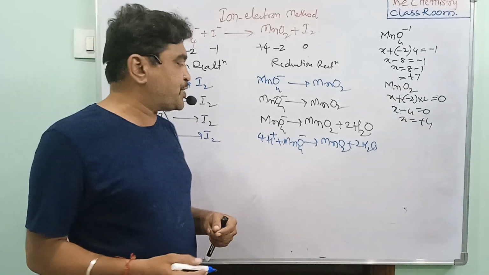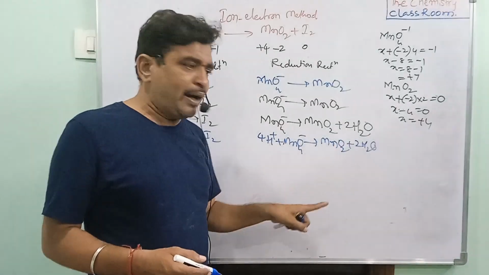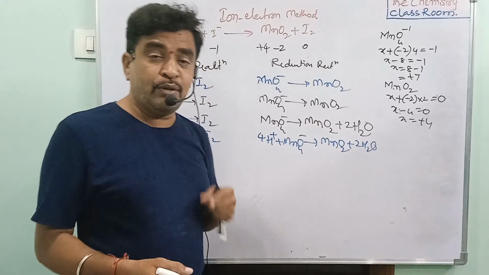Now we see this equation. Here the iodines are balanced. Here the manganese is balanced. Here the oxygens are balanced. And the hydrogens are also balanced. What does it mean?